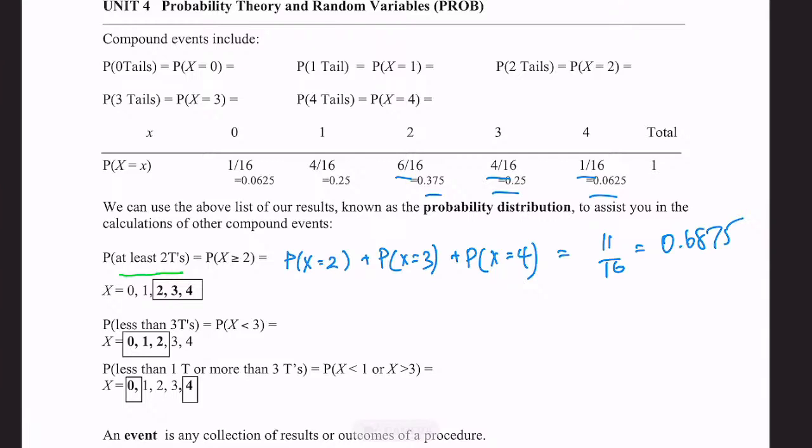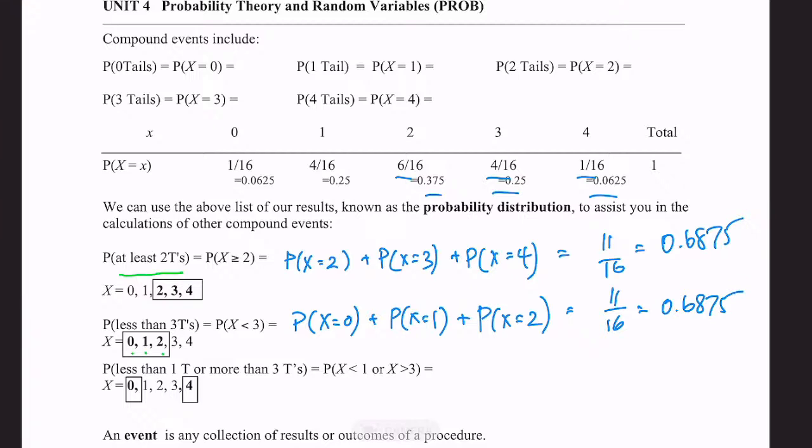What if I asked you what's the chance of less than 3 tails? Less than 3 tails is 0, 1, or 2. You notice I say the word or. So that's X equals 0 plus X equals 1 plus X equals 2. And again, this will be 11/16 or 0.6875. Okay, so this is just an exercise.